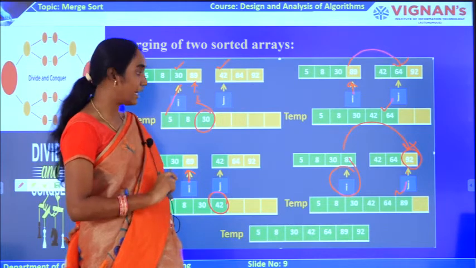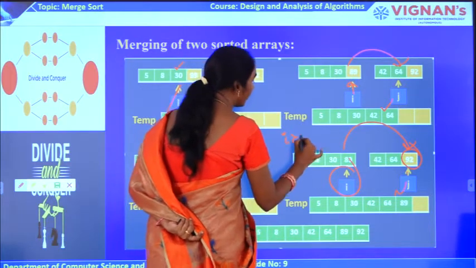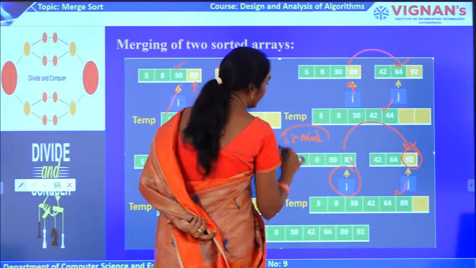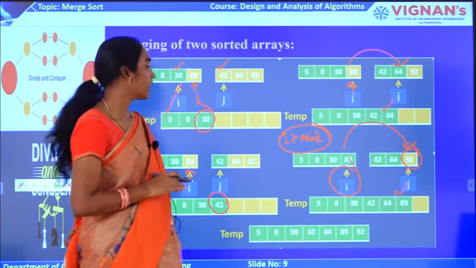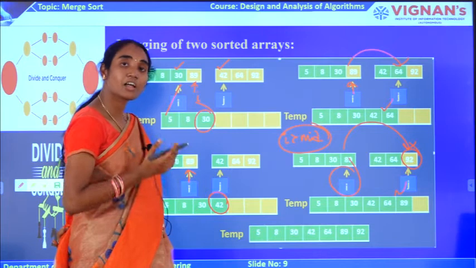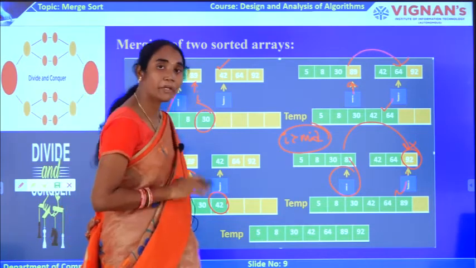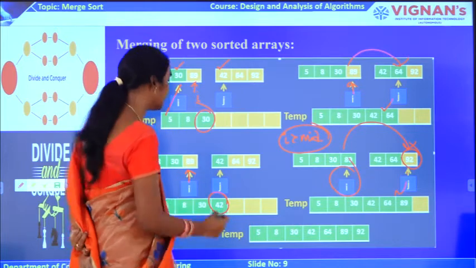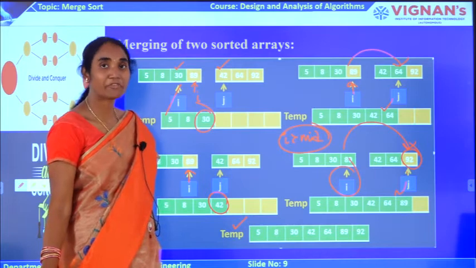Here, as i reaches the end, that is, as i is greater than mid, I need to copy the remaining elements which are present in the second list to temporary. So that will be my final temporary list, and that will be my final sorted list.